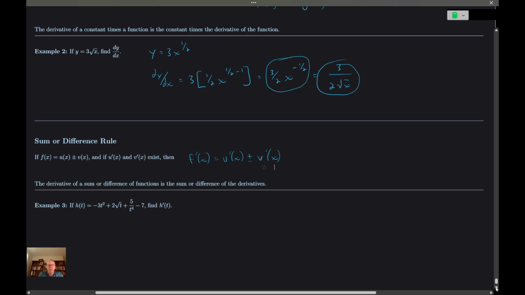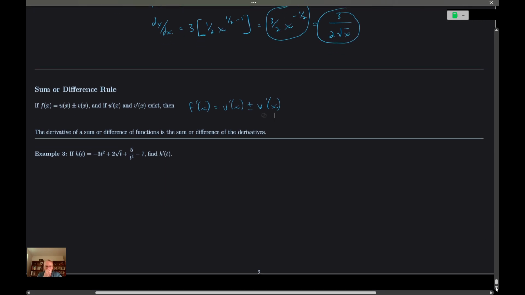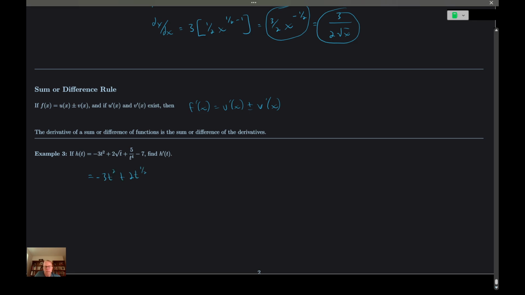So let's look at h of t. So it's not a polynomial, but it is sums and differences of power functions, I guess you could say, the variable raised to some exponent. So let's write this where we have all the t's in the numerator and the t is to some exponent. So negative 3t squared we can leave. Let's write this as 2t to the 1/2. And then t to the 4th on the denominator, we're going to move to the numerator. It'll be 5t to the negative 4th minus 7.